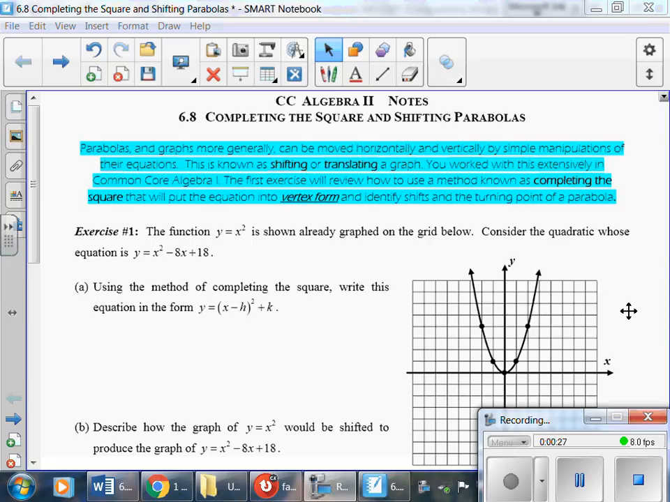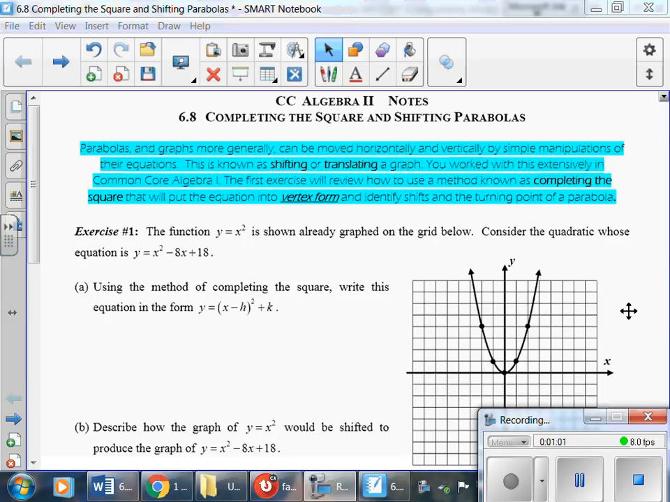So in exercise 1, it says the function y equals x squared, which is generally known as the parent function, is already graphed on the grid below. Consider the quadratic whose equation is y equals x squared minus 8x plus 18. A says, using the method of completing the square, write this equation in the form y equals (x minus h) squared plus k. So if you remember how to complete the square, hopefully it's not completely new to you.